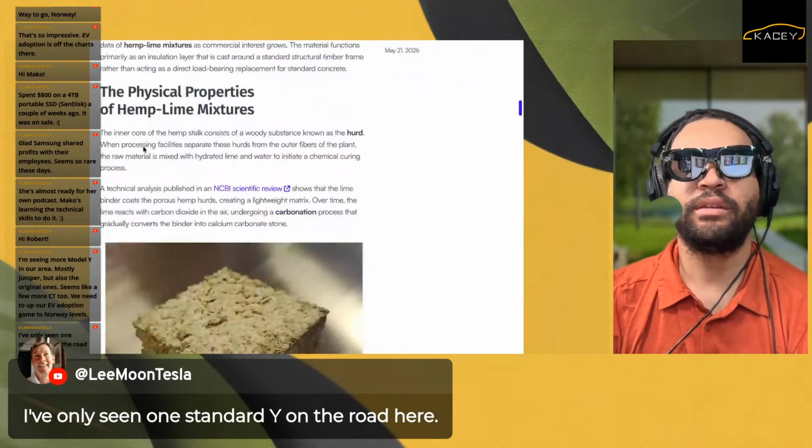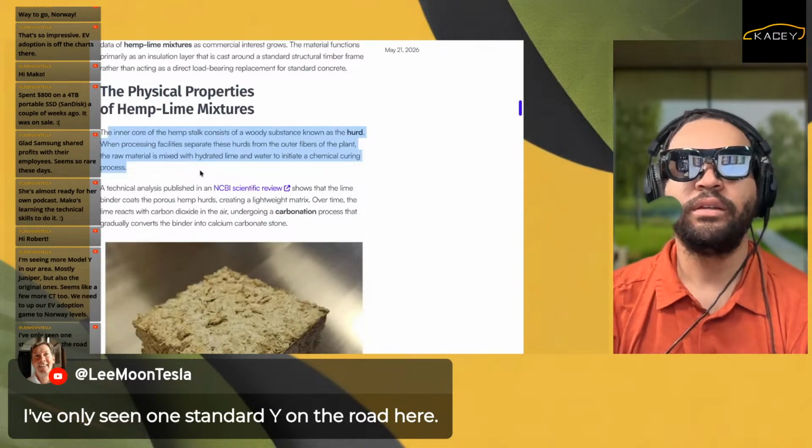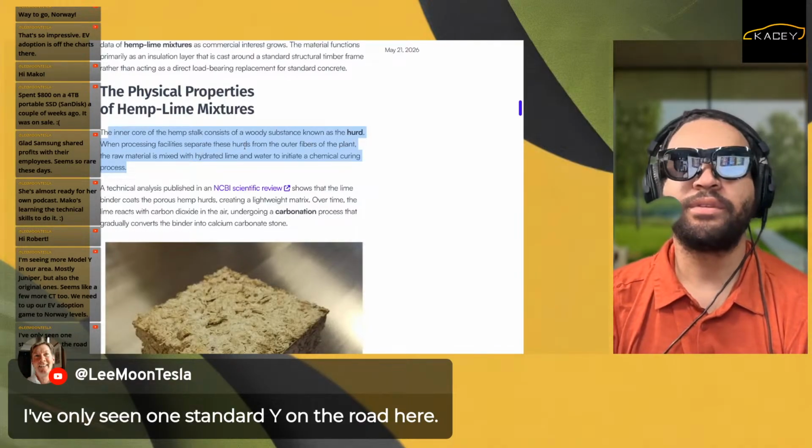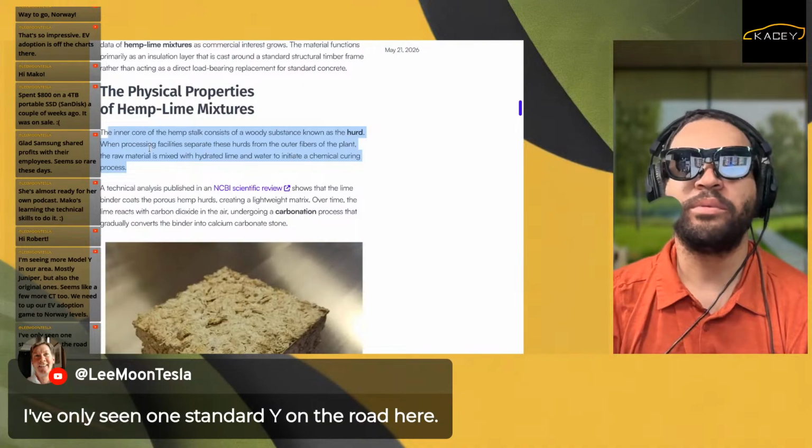Physical properties of hemp and lime. The inner core consists of a woody substance known as the hurd. When processing facilities separate these hurds from the outer fibers of the plant, the raw material is mixed with hydrated lime and water to initiate a chemical curing.